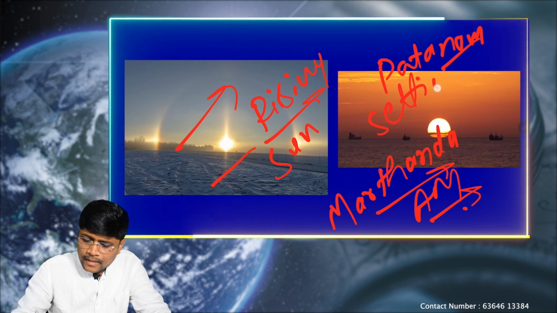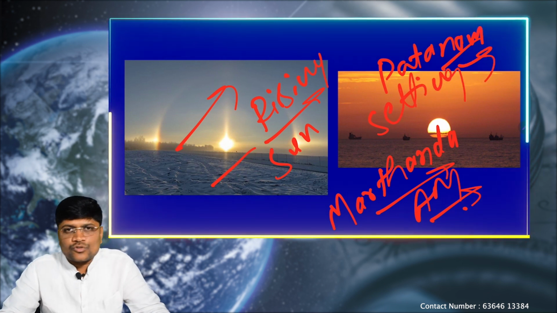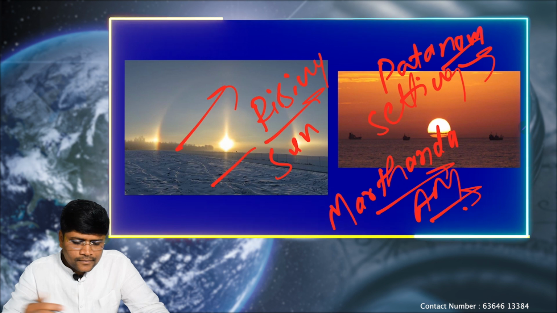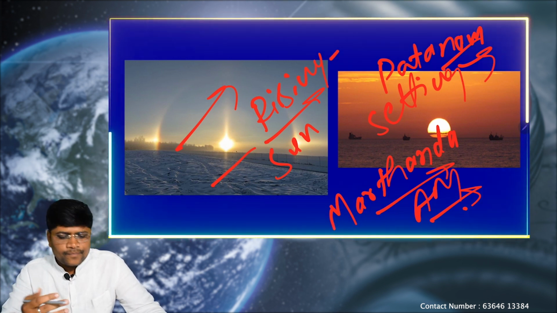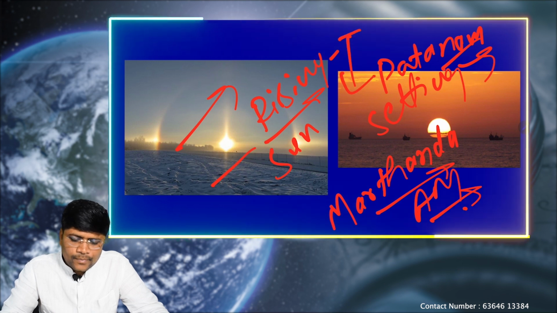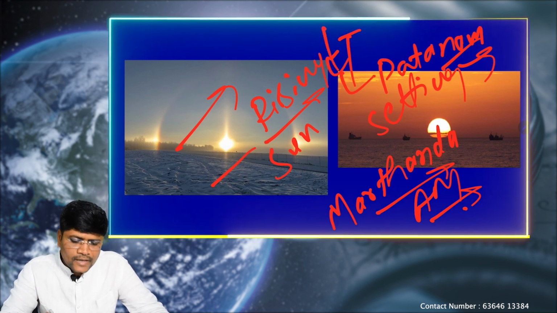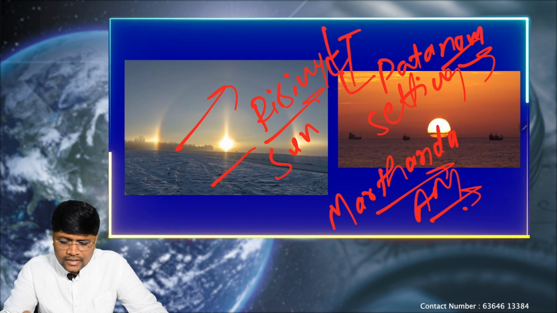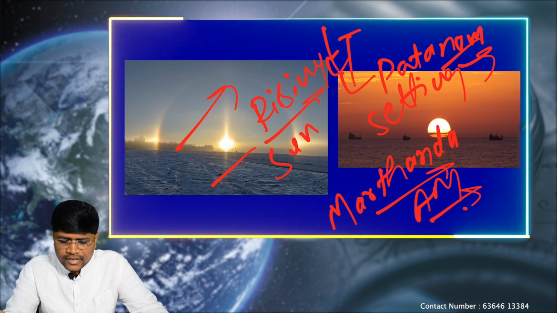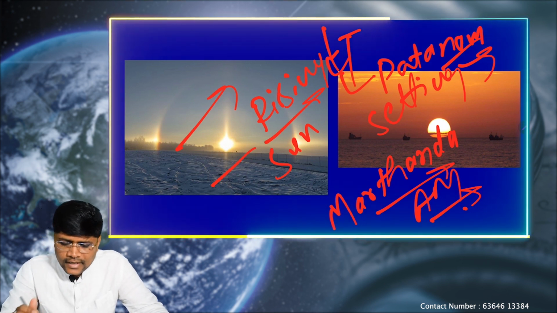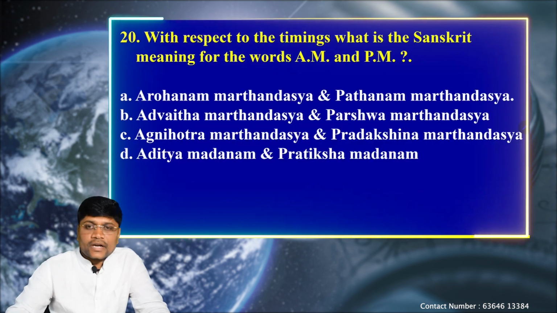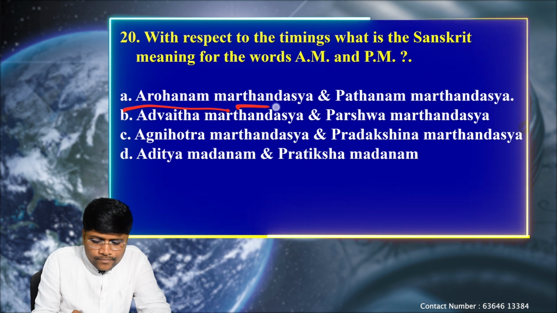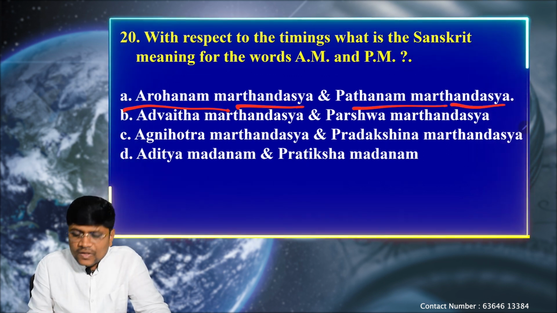Okay. So the word Patanam refers to sunset or the post meridian, and AM refers to Arohanam Martandasya, meaning the sun is rising, and till it comes vertically over any particular longitude, we measure it as AM. That means rising sun, and once it crosses any particular longitude exactly overhead, we use the word Patanam Martandasya. So the correct option is A, Arohanam Martandasya and Patanam Martandasya.